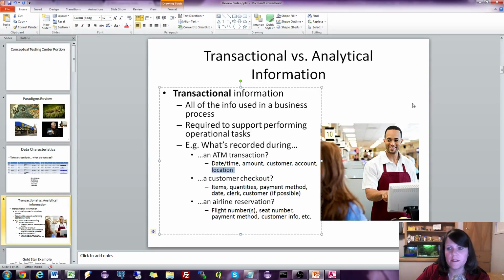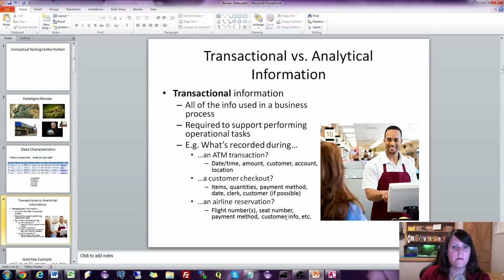As opposed to analytical information, and I don't have the slide here, perhaps aggregate information, like what you're doing in your pivot tables, looking at how certain stores are doing during certain months. This is data that can be used at a managerial level to make strategic decisions about what's going on in the business.